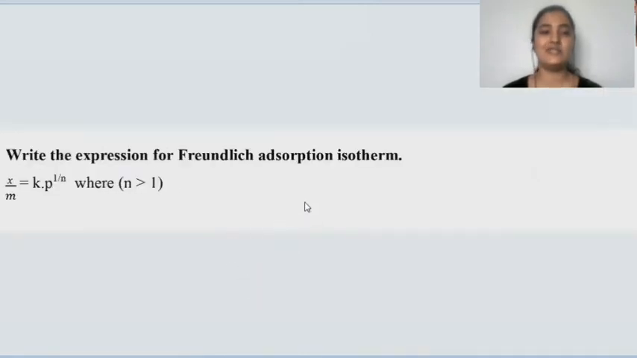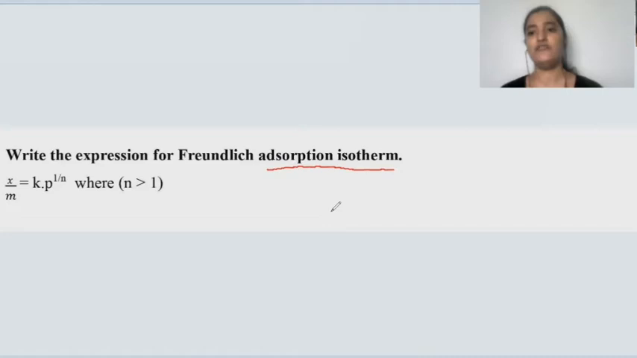The fourth question is regarding write the expression for Freundlich adsorption isotherm. What is adsorption isotherm? Let us first understand what is adsorption isotherm here. When you think of adsorption isotherm, it is a graphical representation which relates the extent of adsorption on the surface of the adsorbent versus the pressure. Such a type of graphical representation is regarded as adsorption isotherm.